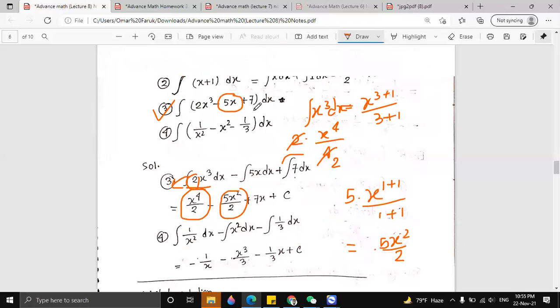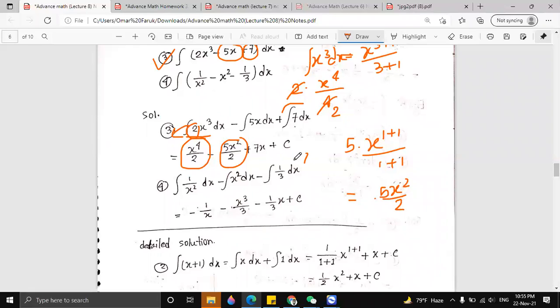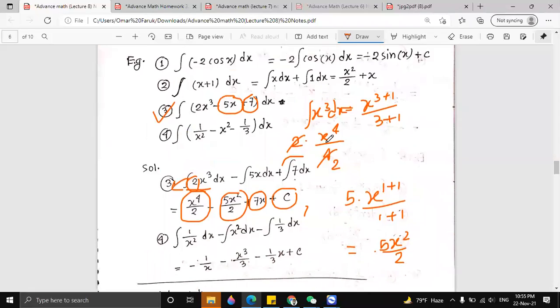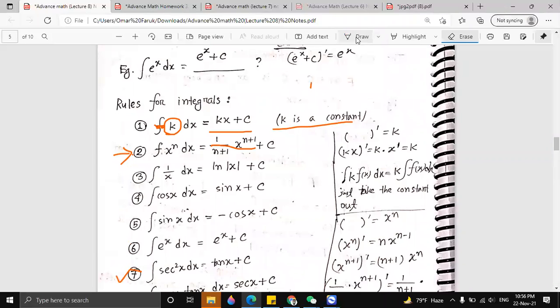And for integration of 7 dx, we know that it will be 7 into x, right? Because kx, do you guys still remember kx? Integration of a constant value is the constant value multiplied by x. So we have 7x. And at last we just write plus c. It is the same formula, number one formula, integration of a constant value, kx.